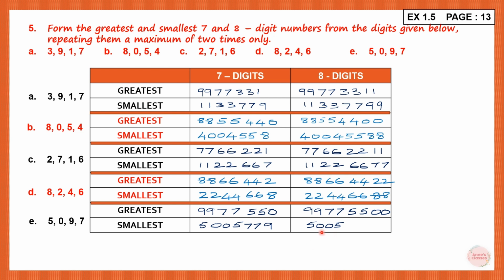So now we have repeated 5, we have repeated 0. So the next number is 7. So let's write 7 twice. And next is 9. 9 also twice. So now can you see we've got our 8-digit number also.